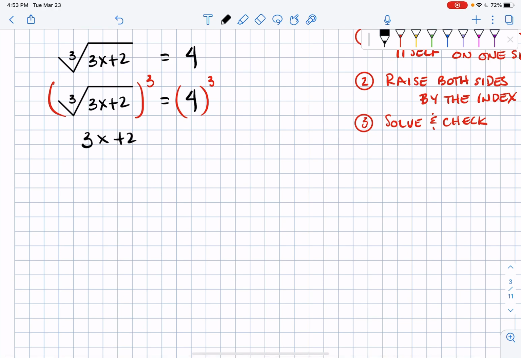3x plus 2 is equal to 4 to the 3rd power, which is 64. Then just solve for x. So 3x is equal to 62. Divide by 3, x is going to equal 62 over 3.